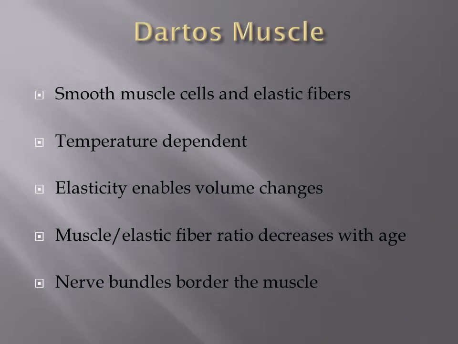The middle layer, the dartos muscle, is a layer of muscle that separates the 2 main layers of skin. It is made up of smooth muscle cells and elastic fibers. This allows for changes in volume with changes in temperature. Nerve bundles run along either side of the muscle. It should be noted that the ratio of muscle to elastic fibers decreases with age.